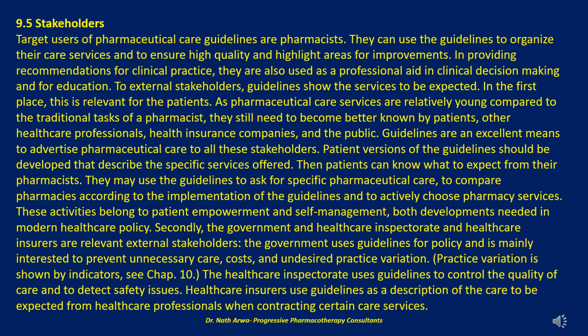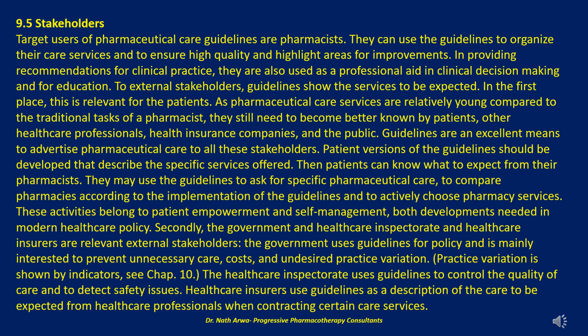Patient versions of the guidelines should be developed that describe the specific services offered. Then patients can know what to expect from their pharmacists. They may use the guidelines to ask for specific pharmaceutical care, to compare pharmacies according to the implementation of the guidelines, and to actively choose pharmacy services. These activities belong to patient empowerment and self-management, both developments needed in modern healthcare policy.